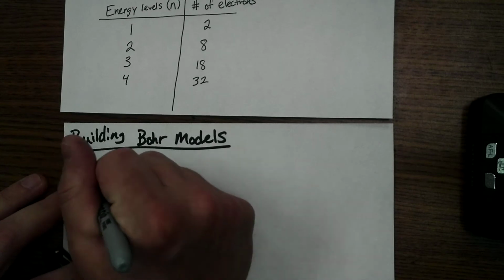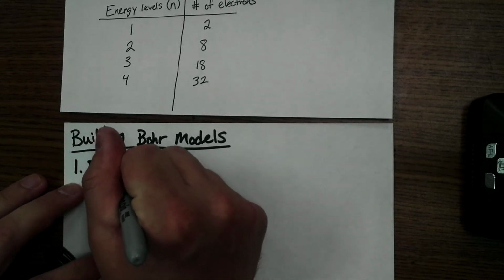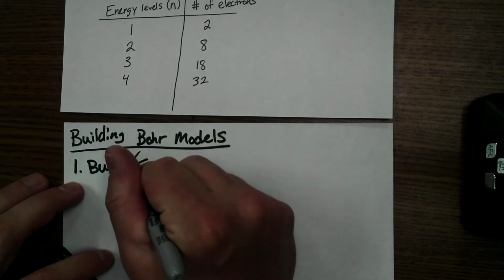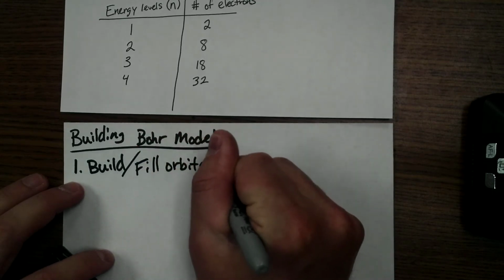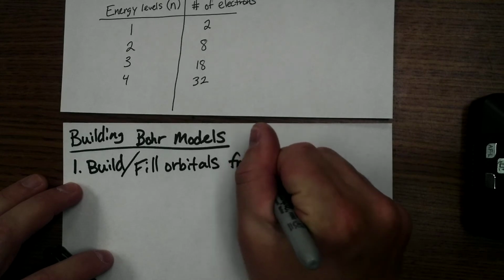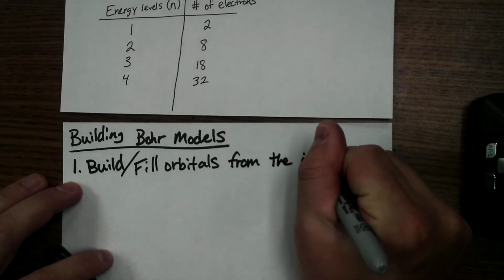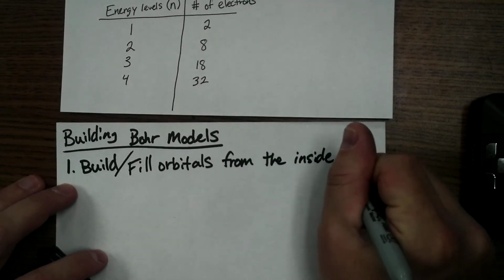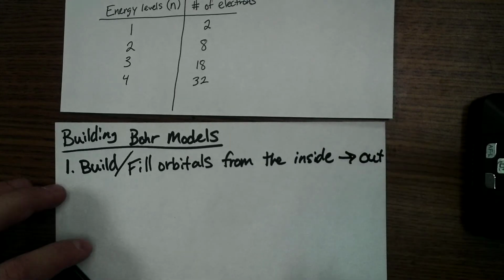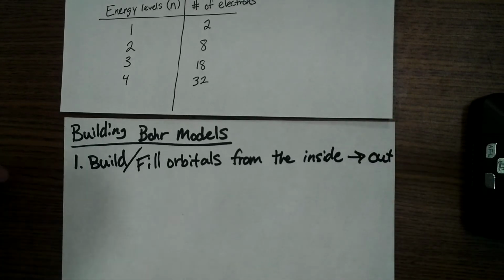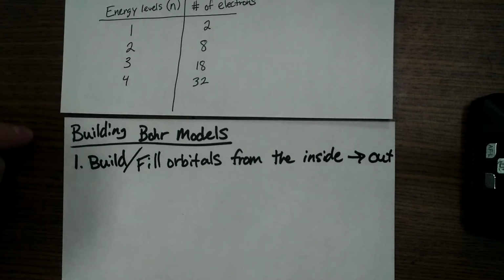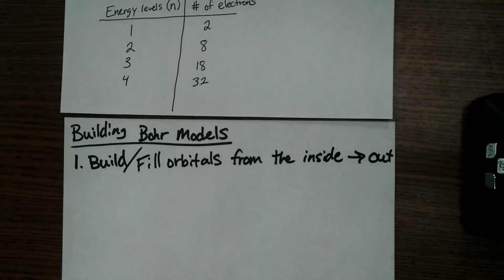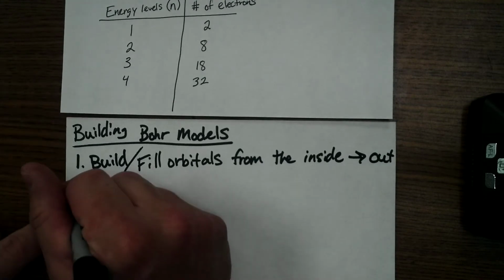the first thing that we have to consider is we're going to build or fill orbitals from the inside out, which means that we are always going to start at the number 1 energy level and make our way down to 4, 5, 6, or whatever else that we need. We have to start from the inside and then we'll work our way to the outside.